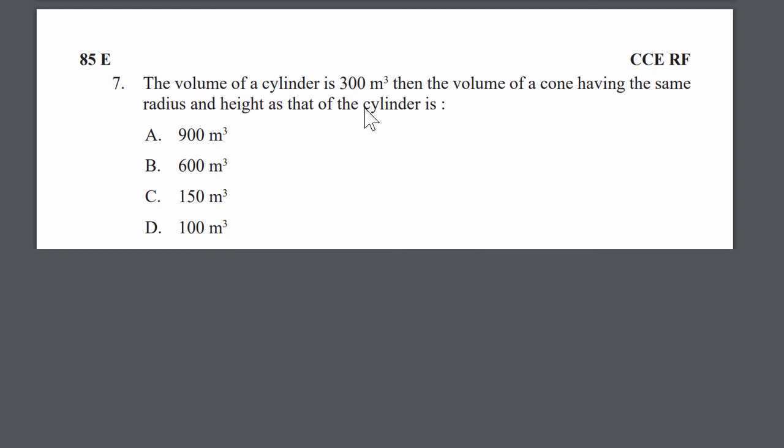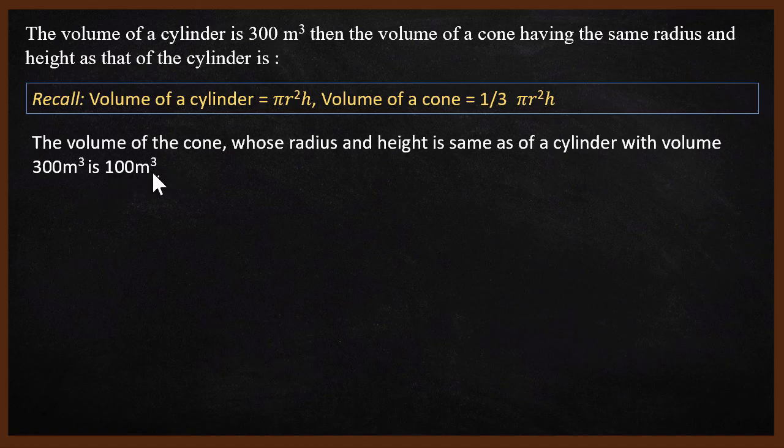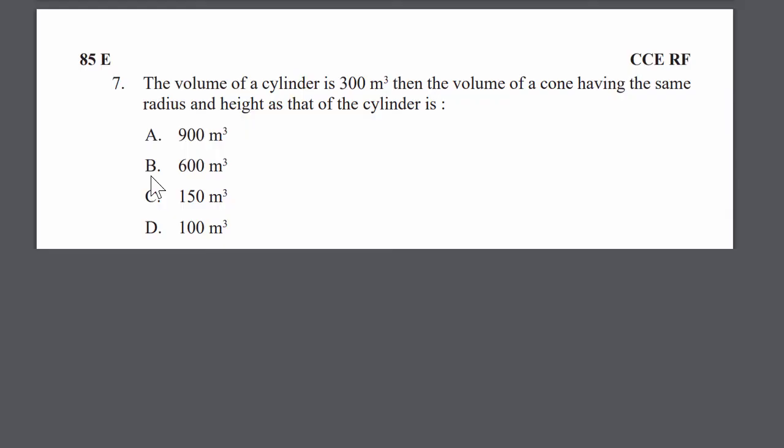Okay, so 4 options you have been given. The key thing here is we need to know the formula of volume of a cylinder. The volume of a cylinder formula is pi r square h. Volume of a cone is 1/3 of pi r square h. So in other words, if you take a cone with the same height and same radius, it is 1/3 of the cylinder volume. And what is the volume of the cylinder in this case? 300. What is 1/3 of 300? 100. So the answer is 100 meter cube. So which one is 100 meter cube in this? Answer is D.